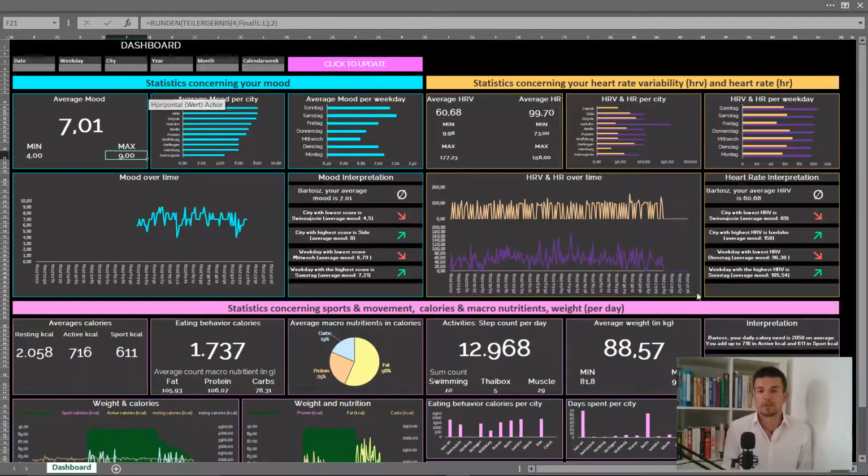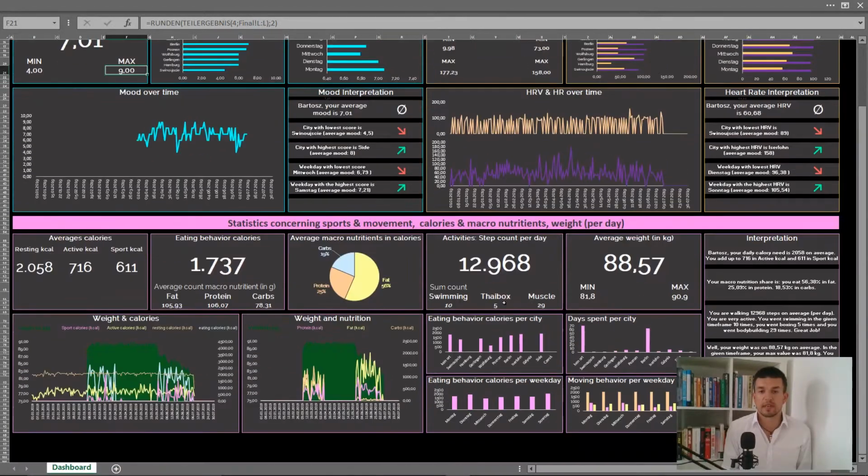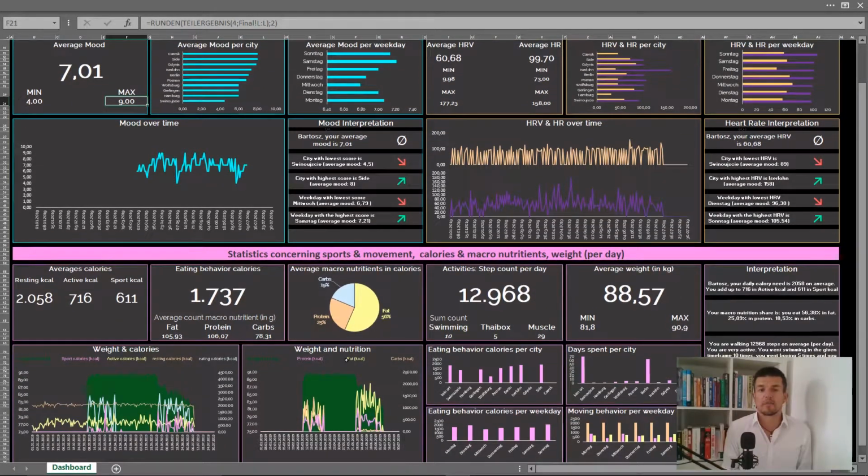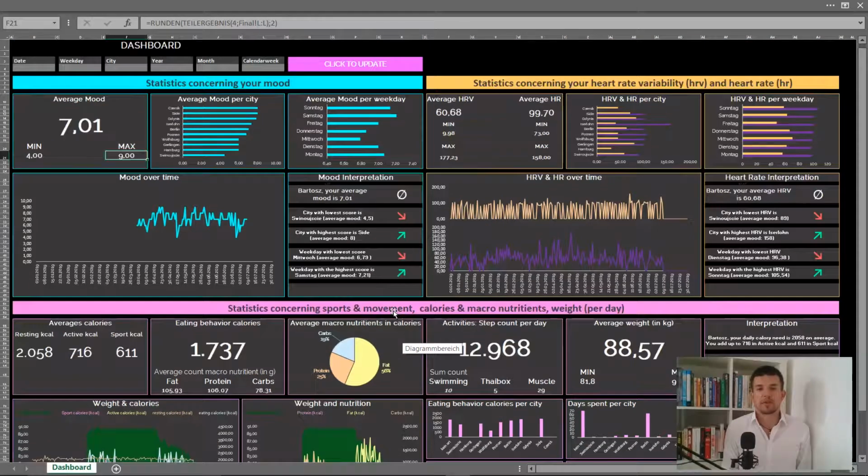Then you see different color coding. So we have a blue color coding, a yellow color coding, as well as a pink color coding. The blue color coding is about mood. The yellow color coding is about the heart rate variability, and the pink color coding helps in understanding nutrition, sport behavior, and activity levels. So I try to color code different areas which we discussed before in our previous video. So different KPIs which I want to improve are color coded so that I will be able to analyze each area step by step.